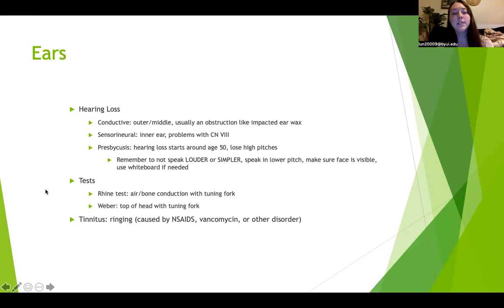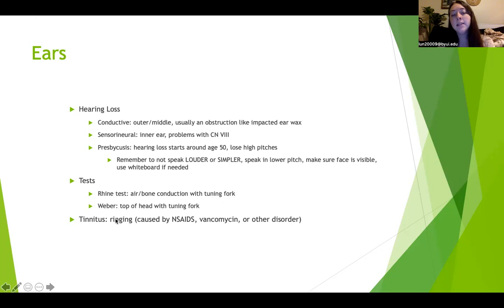Okay, there's different tests for the ears. So we have the Rinne test, air and bone conduction. We have the tuning fork and we put it on this part of the head as well as the top and see if they can hear the vibrations from the tuning fork. And then the Weber, oh, sorry. So Weber is the top of the head with the tuning fork. And the Rinne test is in the air, and you hold the tuning fork close to the ear to see if they can hear those vibrations.